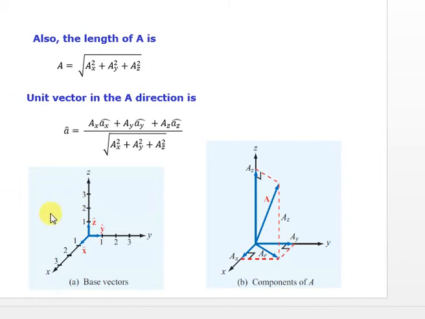The first picture shows the base vectors: this is the y component, z component and x component. Similarly, in picture B you can see the components Ay, Az and Ax. This is AR, which means the resultant of vector A, the combination of all components in the x direction, y direction and z direction.